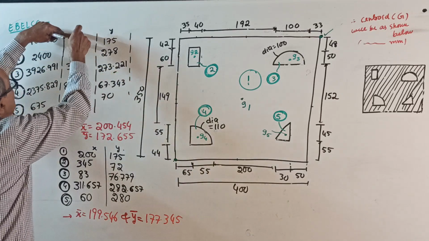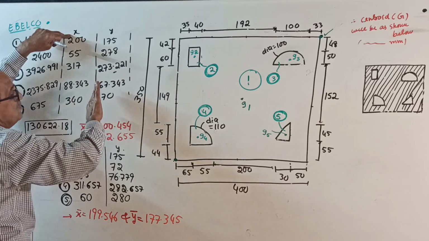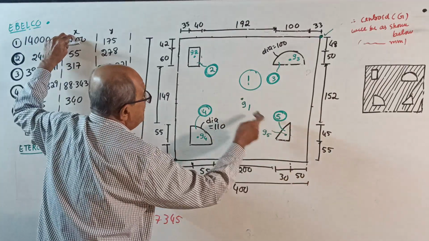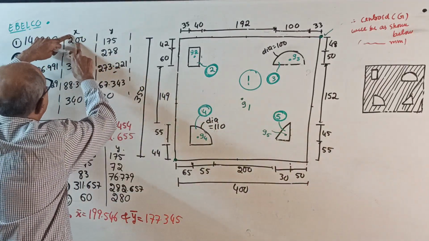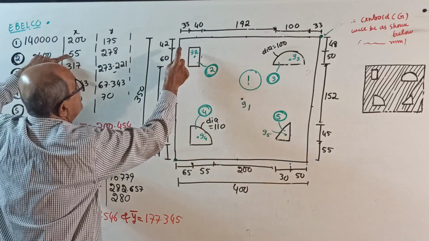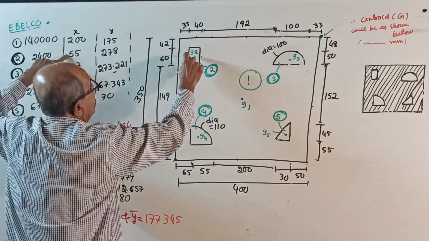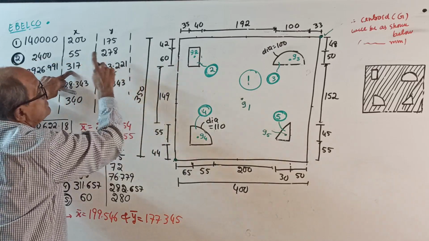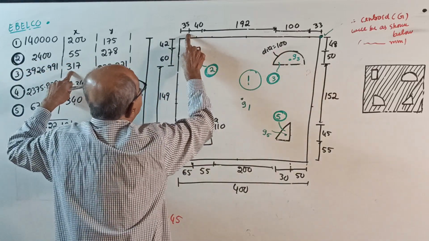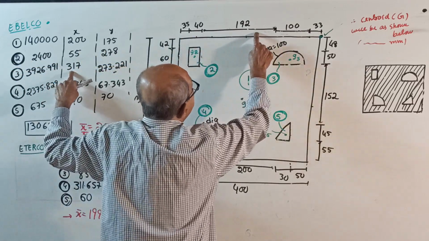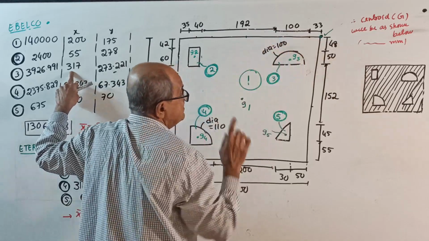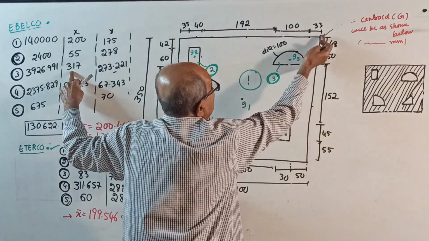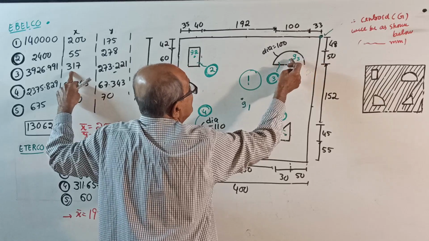X distances. All these are x1, x2, x3, x4, x5, this way. x1 is very easy: 400, midpoint 200. x2 is 35 plus half of 40. x3 is 35 plus 40 plus 192 plus half of 100. Or, instead of wasting time that way, 400 minus 33 minus half of 100.